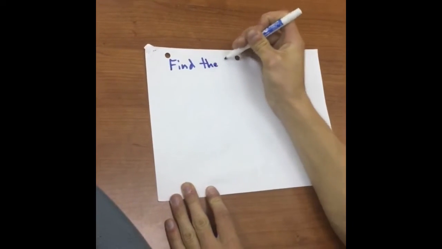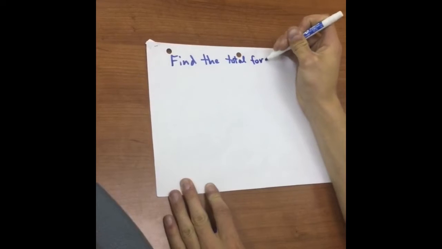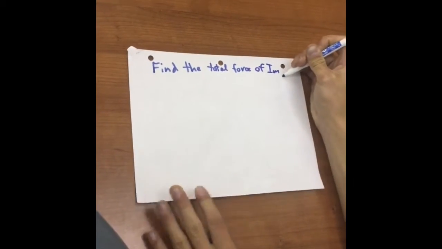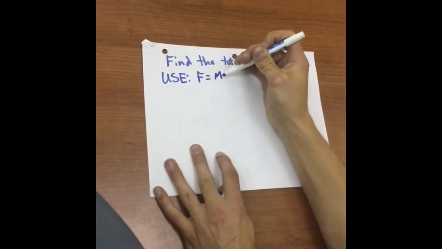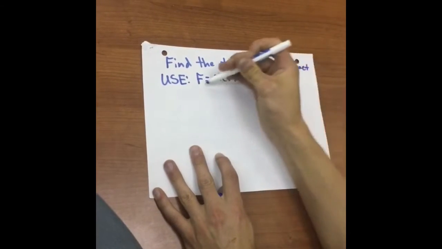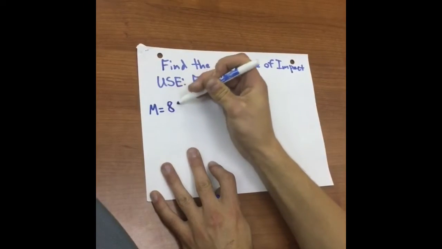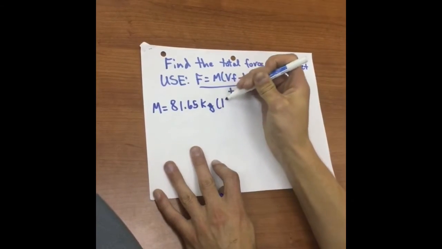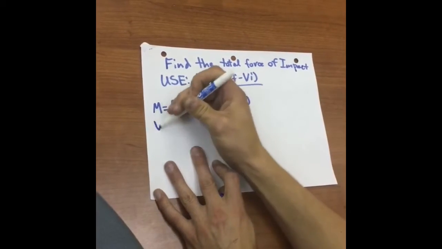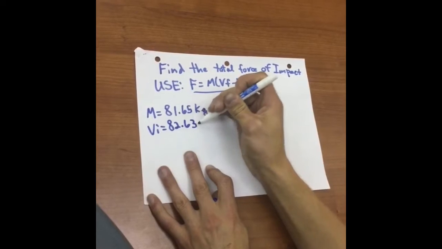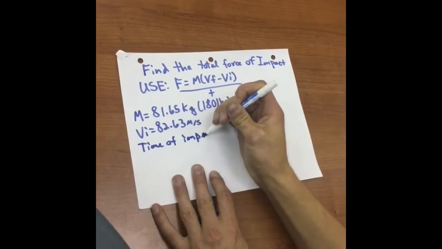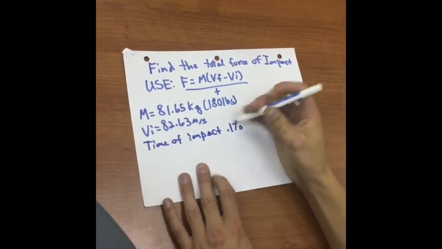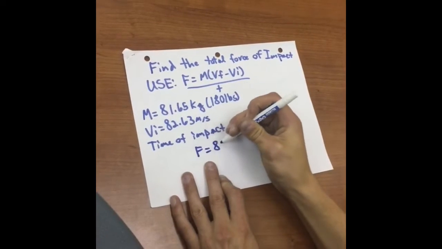Once that is done, we are going to find the total force of impact from when his body hits the ground to when his head hits the ground. We're going to use the equation force equals mass times velocity final minus velocity initial divided by time. The mass is equal to 81.65 kilograms. We found that from 180 pounds of the average male mass. The velocity initial was calculated before, 82.63. The time of impact we calculated to be 0.17 seconds.